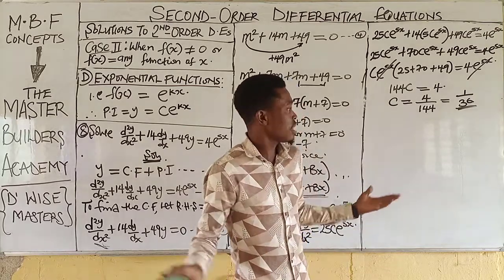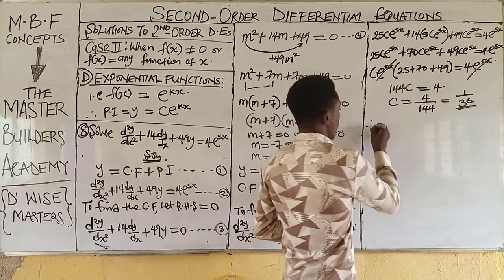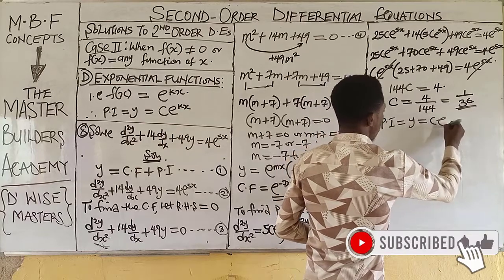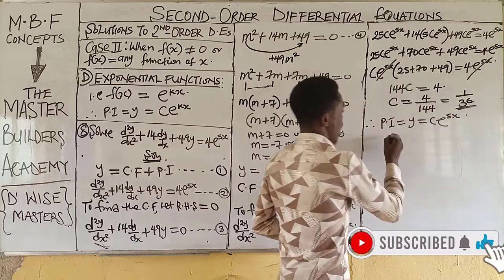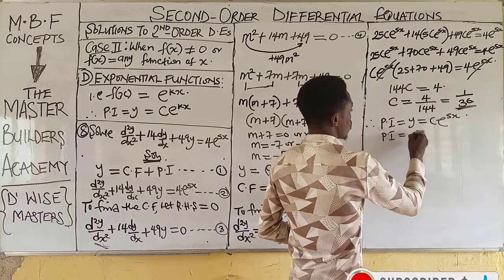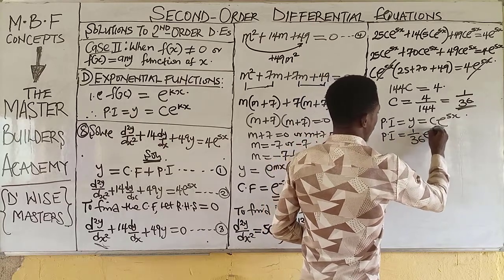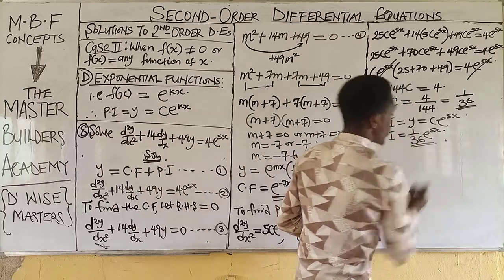If this is understood, then the next thing we quickly do is to recall that the particular integral is equal to y, and y is equal to c exponent 5x. And we have that the particular integral is equal to, what is the value of c? 1 over 36 exponent 5x. This is the particular integral.